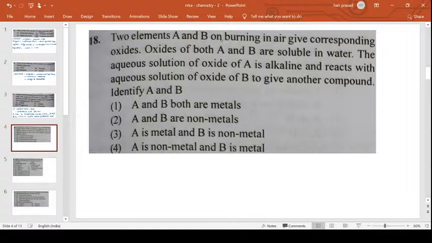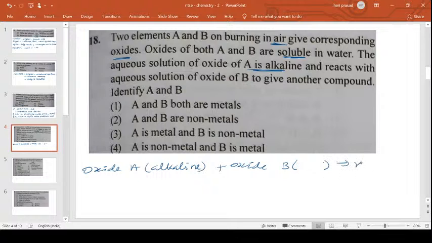Here, now burning in air to give oxide, soluble in water. Then oxide of A is alkaline, alkaline in the sense basic. Oxide of B is what, such that reaction takes place between them? No doubt it is acidic.